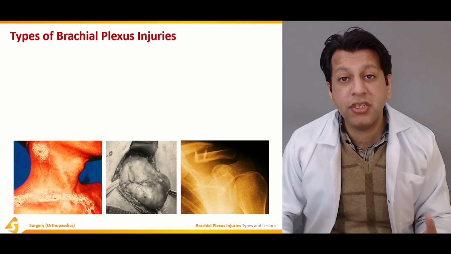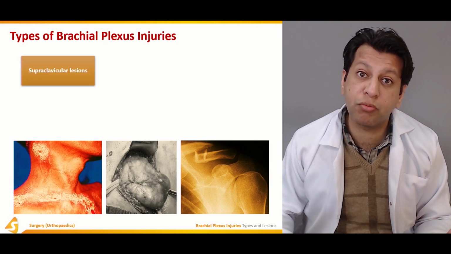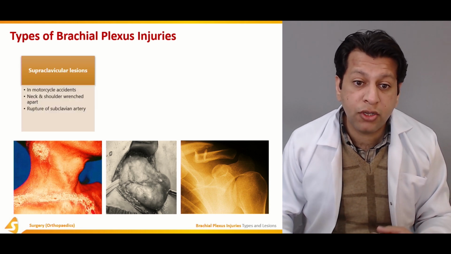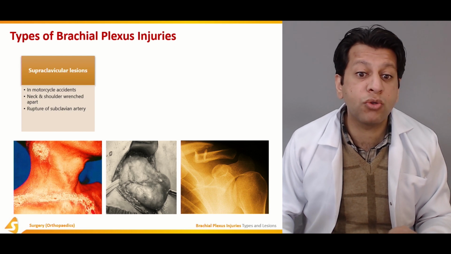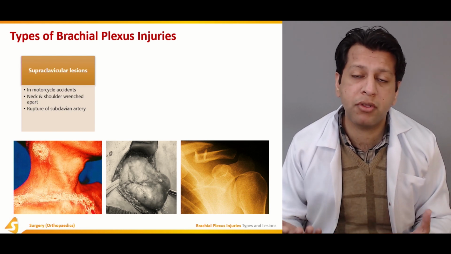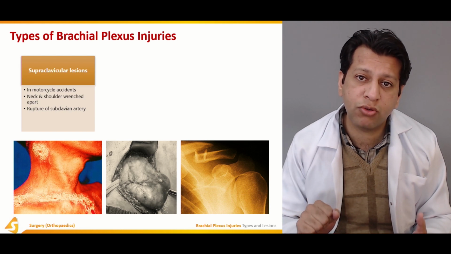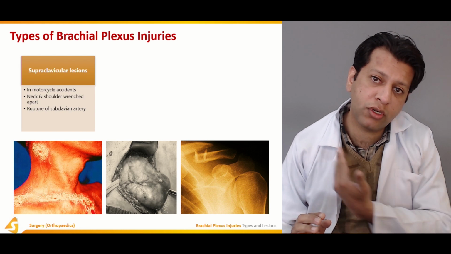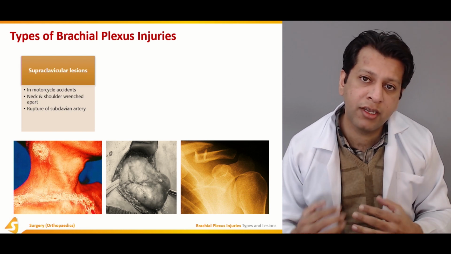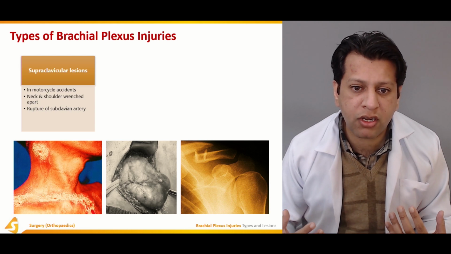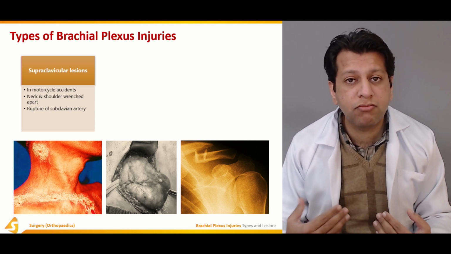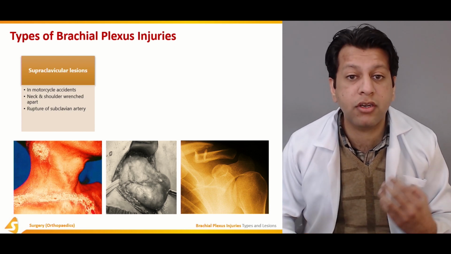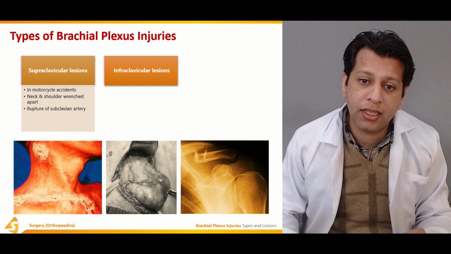Now coming to how they can be injured, as I just told you, the injury could be from supraclavicular lesions, that is above the level of the clavicle. Usually in motorcycle accidents, the neck and shoulder are wrenched apart. If, for example, a patient is falling and suddenly tries to catch with the hand, what usually results is that the neck goes to the opposite side while the shoulder is abducted and goes to the other side. This can cause a supraclavicular type of nerve injury. Or, for example, a stab wound to the neck can result in damage to the supraclavicular region of the brachial plexus.